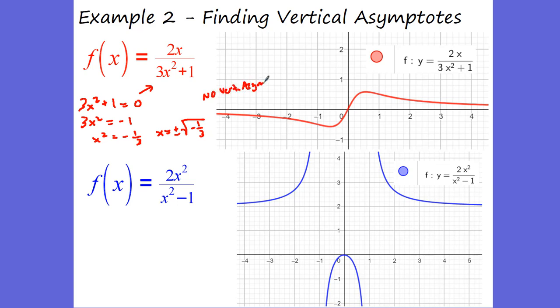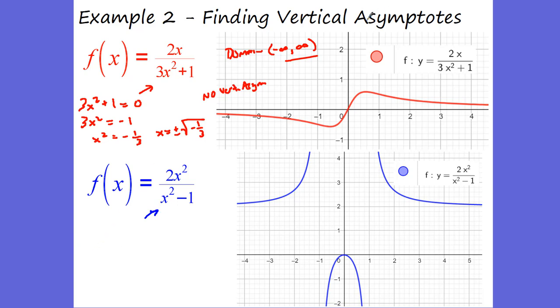There's no place vertically that we can't be, which means you can see our domain is all real numbers. Our domain is going to be from negative infinity all the way to infinity, which means all real numbers. Let's take a look at this second example here. Let's set this denominator equal to 0.